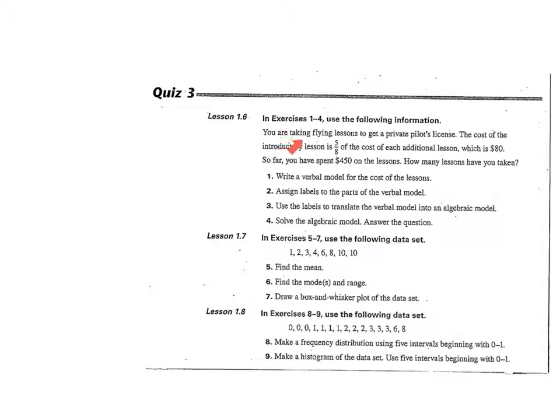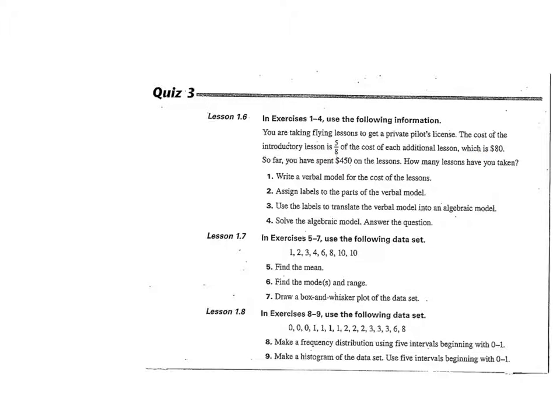It says you're taking flying lessons to get your private pilot's license. The cost of the introductory lesson is 5/8 of the cost of each additional lesson, which is $80. So far, you have spent $450 on the lessons. How many lessons have you taken? That's what you're trying to find, how many lessons you've taken. Every lesson is $80. The first one was 5/8 of that.